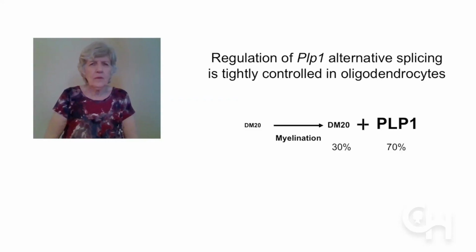Before myelination occurs, DM20 is the only form, and it's found at low levels. As myelination begins, PLP1 turns on, and there's a large increase in the amount of both forms. After the peak of myelination, PLP1 is the predominant form, and that continues throughout adulthood. About 70% of the total is PLP1 form, and 30% is DM20.